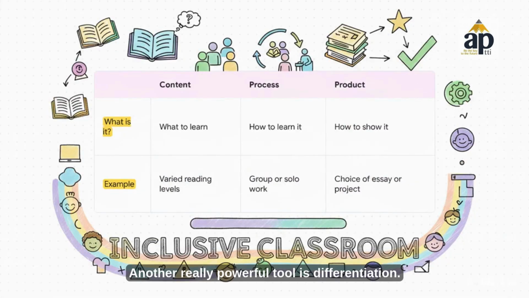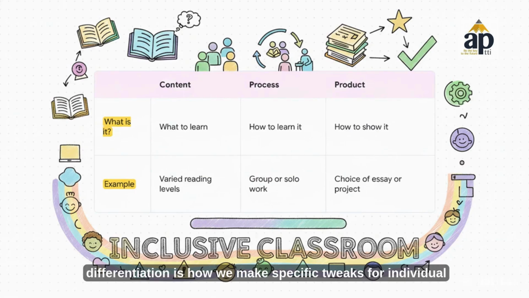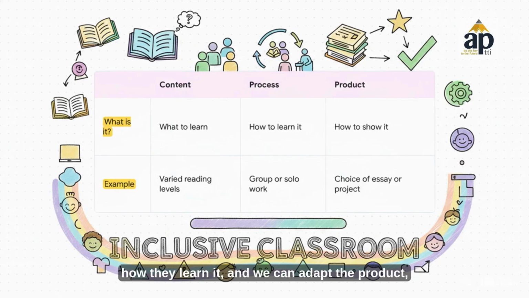Another really powerful tool is differentiation. So if UDL is kind of the universal blueprint for the whole lesson, differentiation is how we make specific tweaks for individual learners within that lesson. And as you can see here, we can adapt the content, so what students learn, we can adapt the process, how they learn it, and we can adapt the product, how they show us they've learned it.